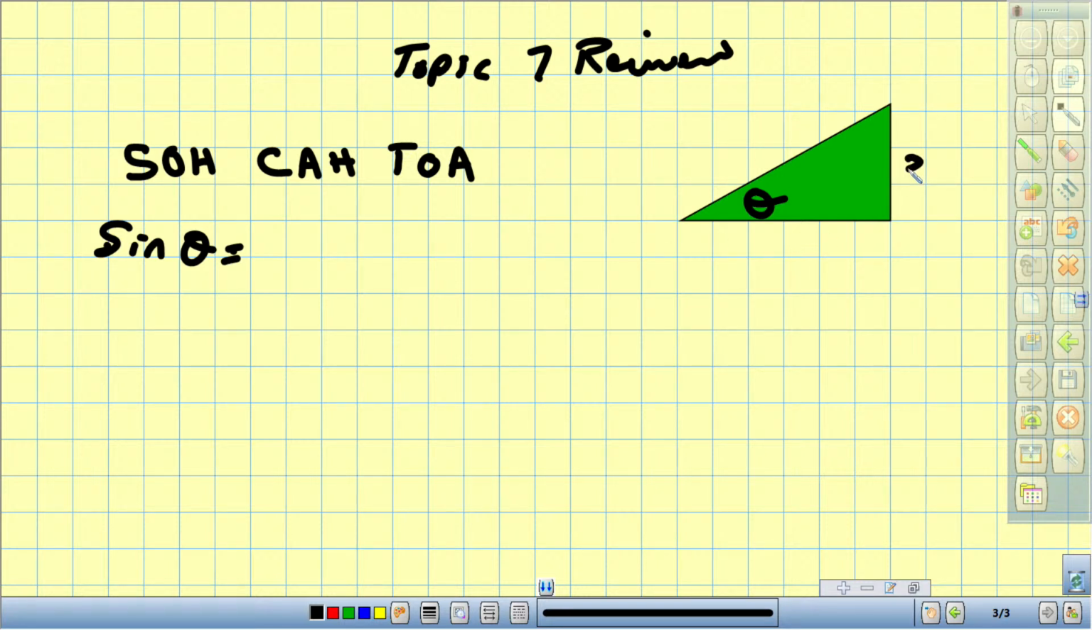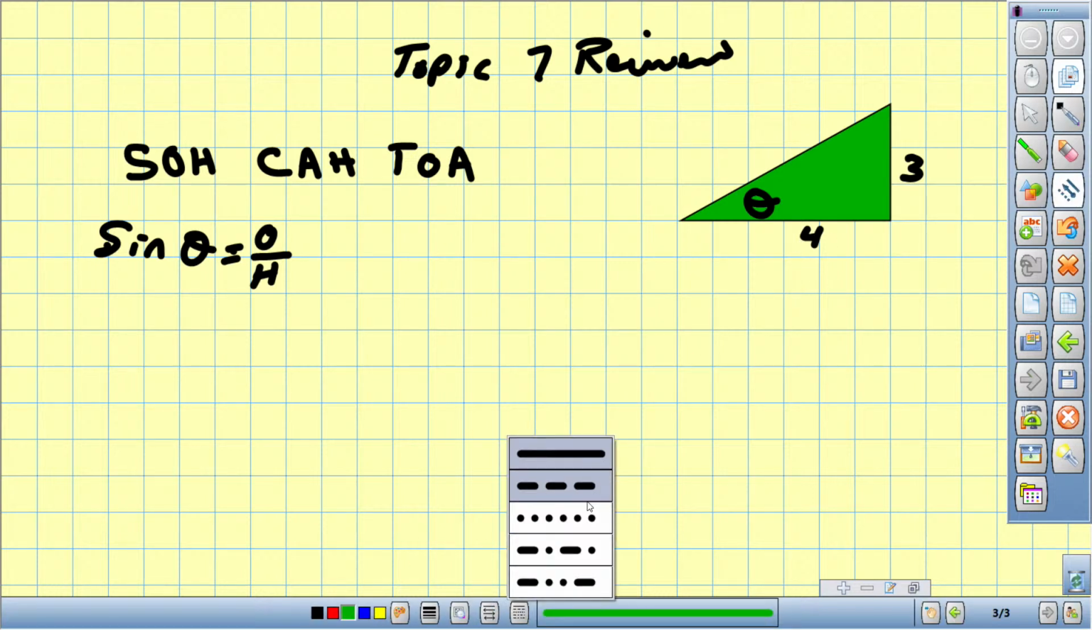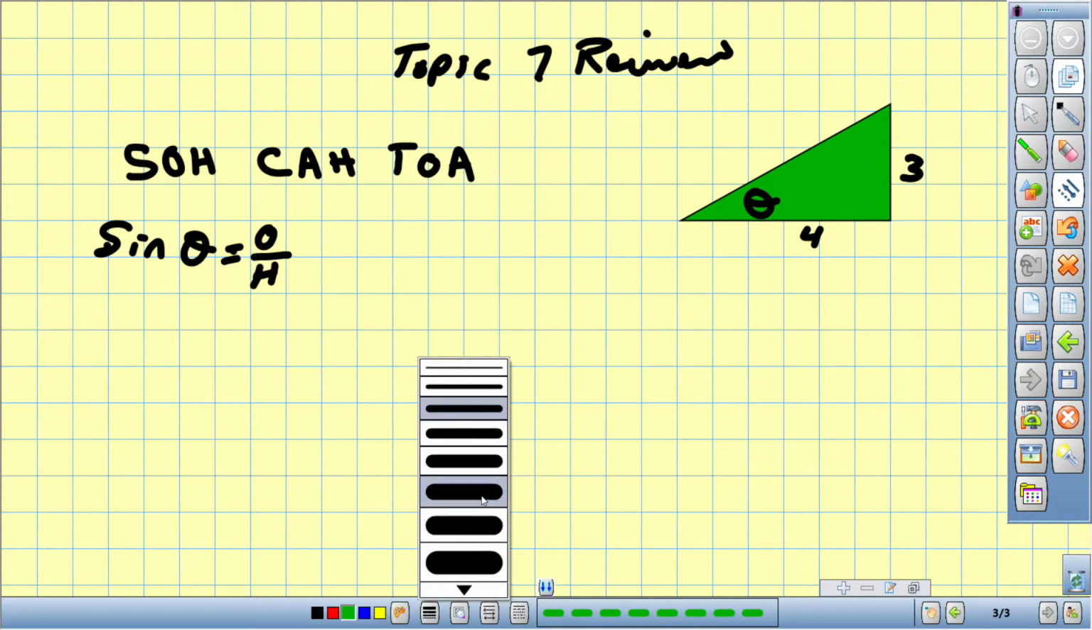let's put some numbers here, 3 and 4, opposite over hypotenuse. And then you pause a second. Hold on, Armani. There is no hypotenuse that we know. There is no value here. Well, that means you have to come up with that value. So how do we come up with the value for the hypotenuse? Does anybody remember? How do you come up with the value of a hypotenuse?